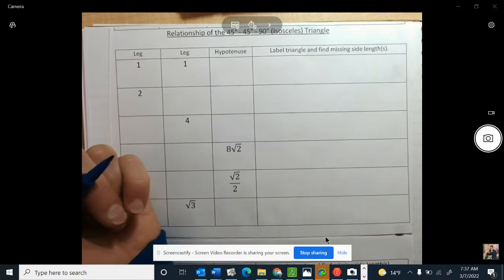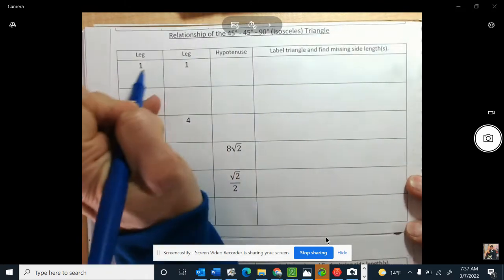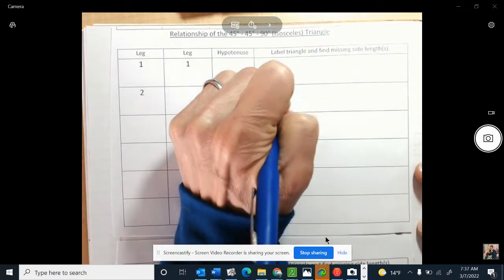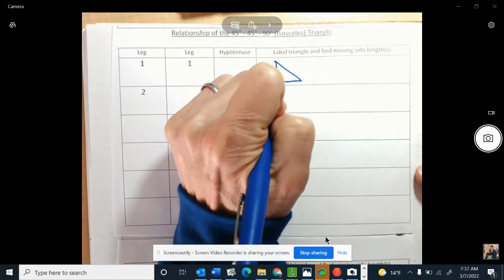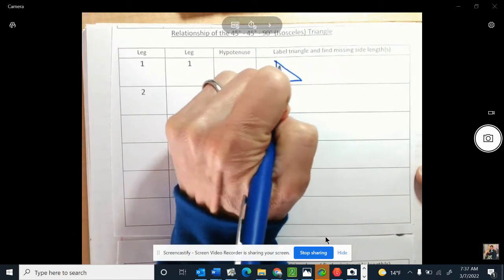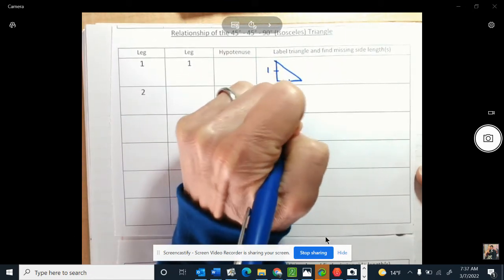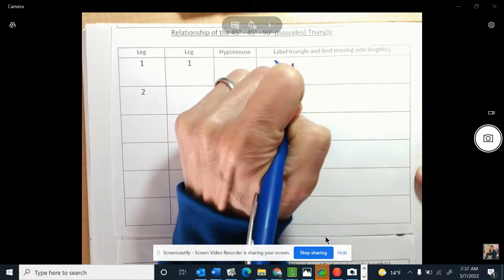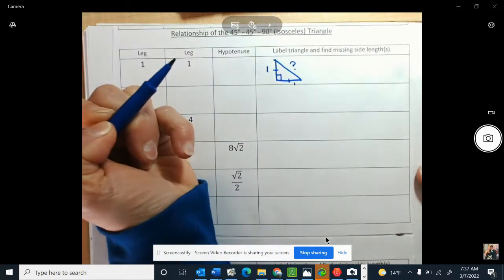So the first thing we're going to do is draw this triangle. It is isosceles, and each side is 1, and we need to find the hypotenuse.